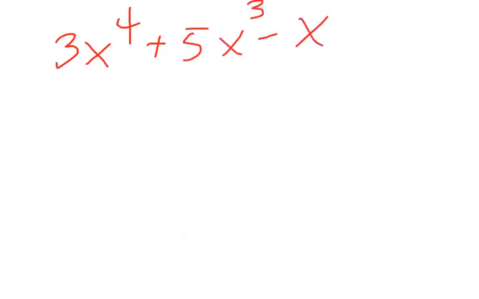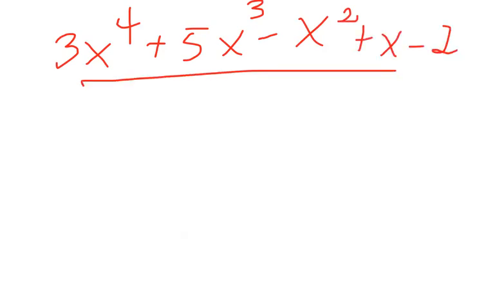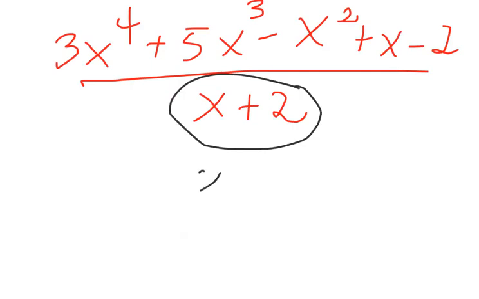Let's say I have the following polynomial here: 3x to the fourth plus 5x cubed minus x squared plus x minus 2 divided by x plus 2. Now, the divisor here, guys, is the x plus 2. Because x plus 2 is in the form of x plus a, this is the perfect candidate for synthetic division. So how do we do synthetic division?